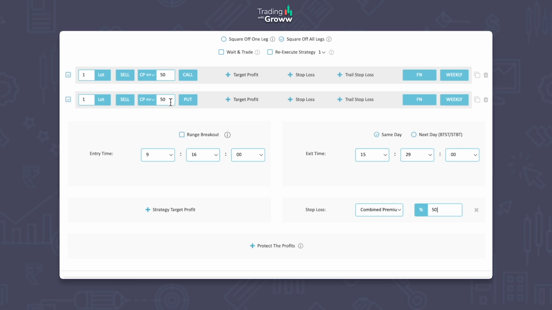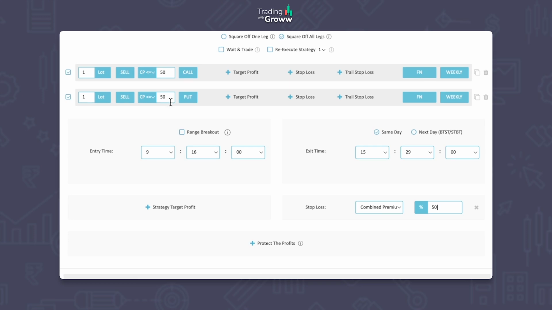So you short both call option and put option. When this combined premium of 100 rupees, at which we enter, increases to 150 rupees, we exit both call option and put option. That is the rule. That's all. No other complex rules involved.